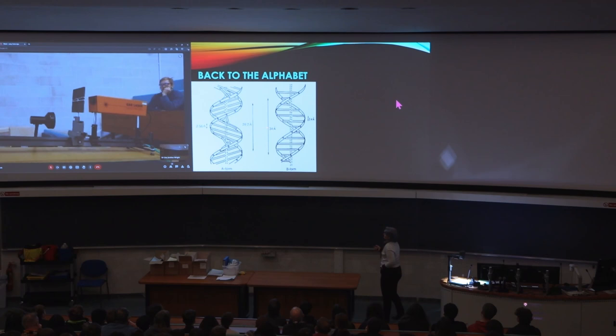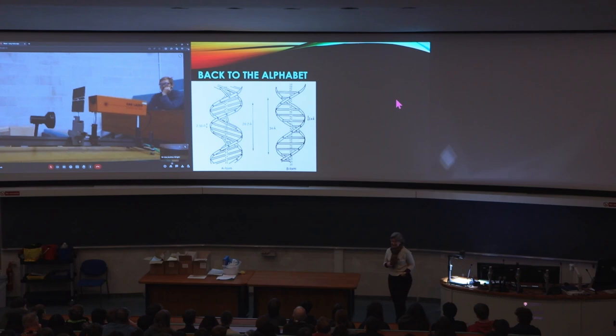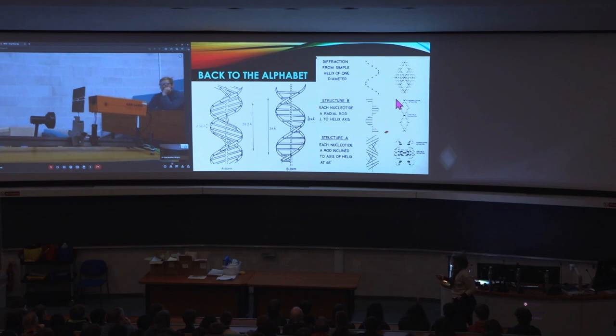So these dimensions here, this is 34 angstroms, 28 angstroms, 2 angstroms, 3 angstroms. That's 10 to the minus 10 meters, can be determined as a result of this, the ability to take diffraction patterns. And so the distinction between A-form DNA and B-form DNA is that the base pairs in A-form are no longer at a horizontal angle. And that shows up in the feature of the diffraction pattern.